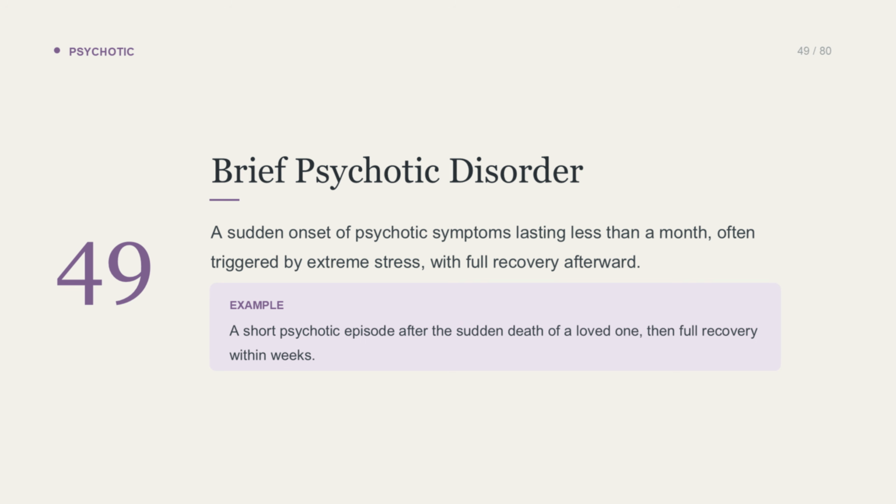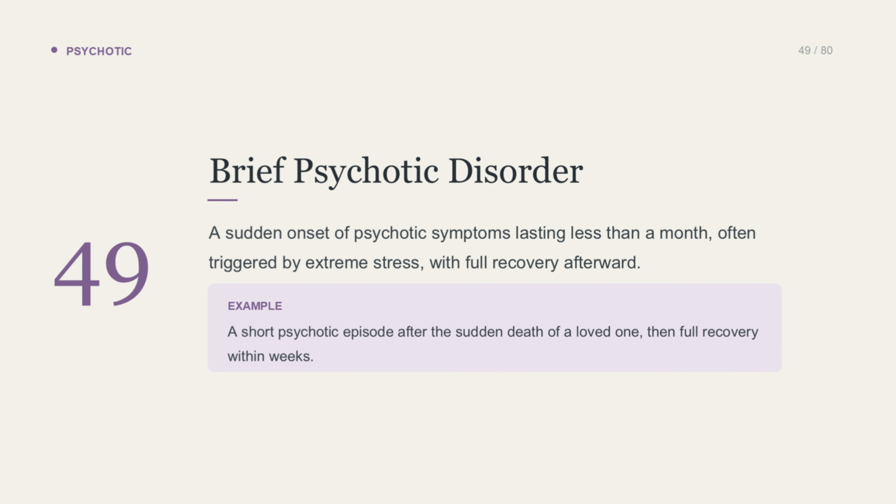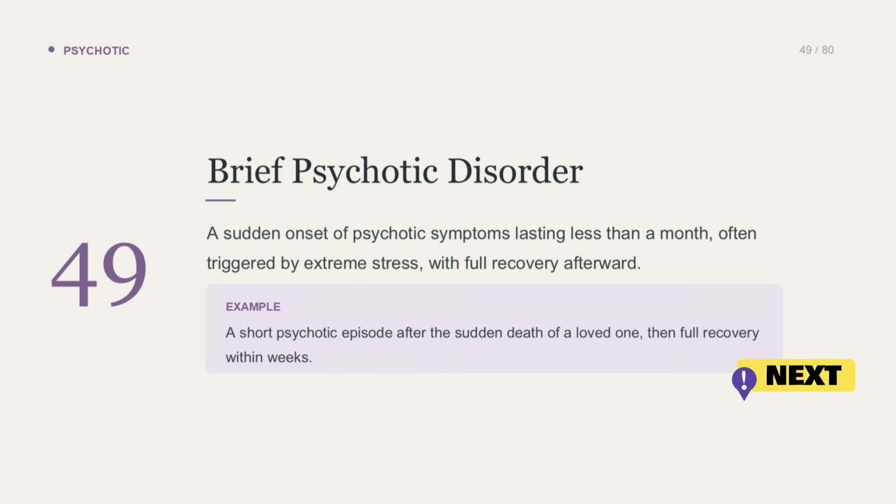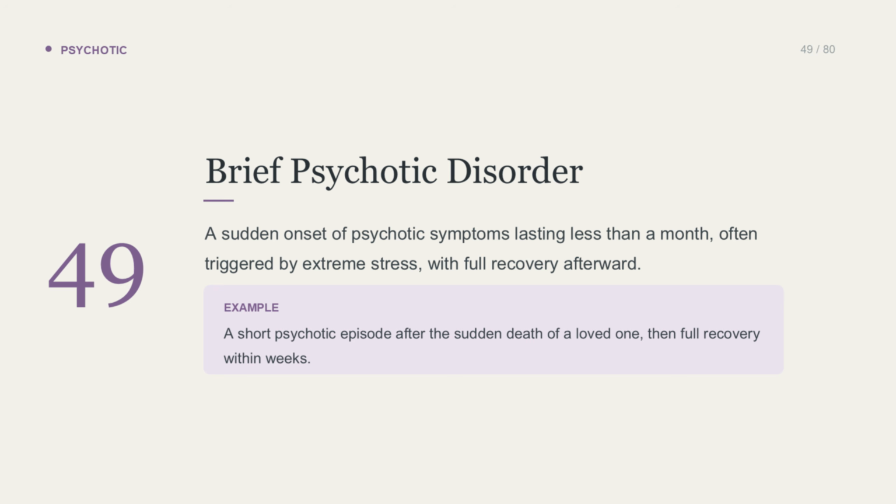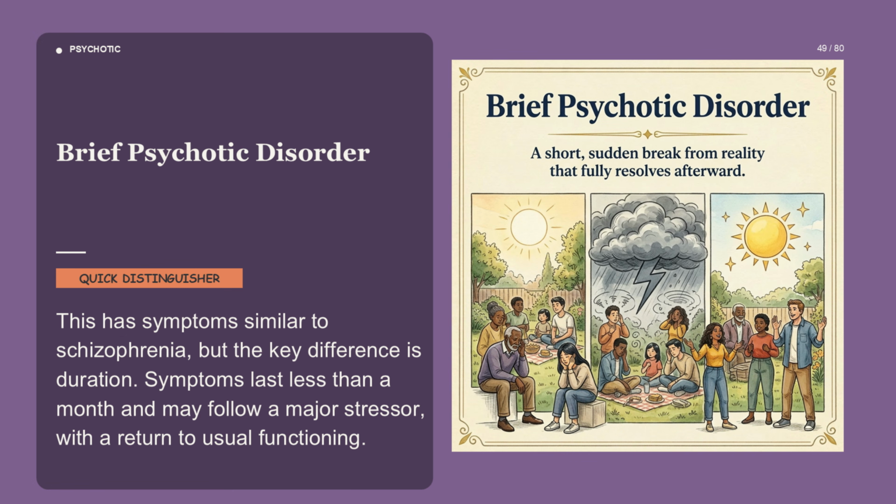49. Brief psychotic disorder. Brief psychotic disorder involves a sudden onset of psychotic symptoms lasting less than a month, often triggered by extreme stress, with a full return to normal functioning afterward. For example, someone might experience a short psychotic episode after the sudden death of a loved one, then recover fully within weeks.